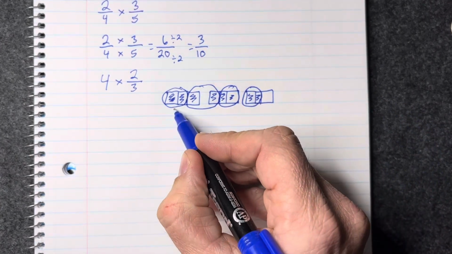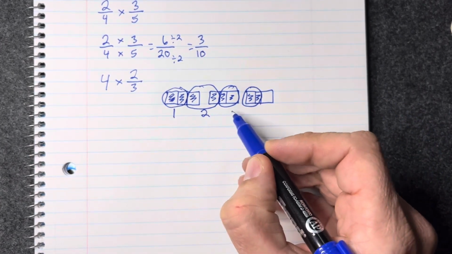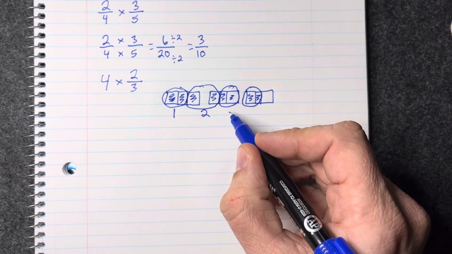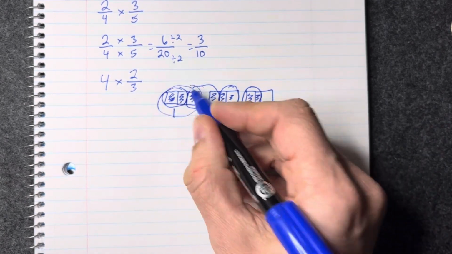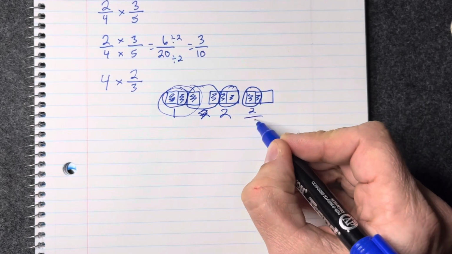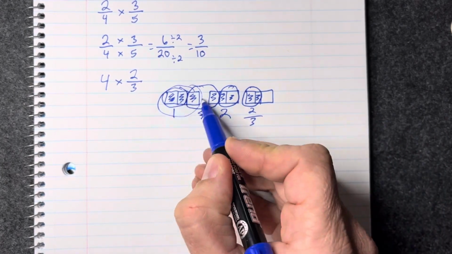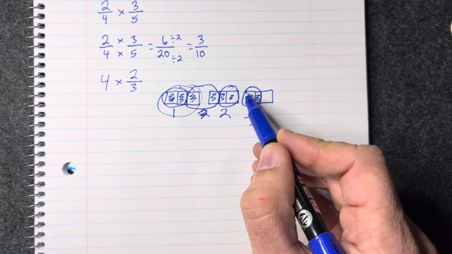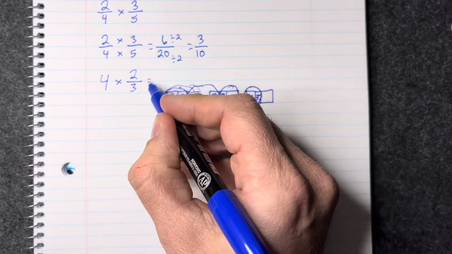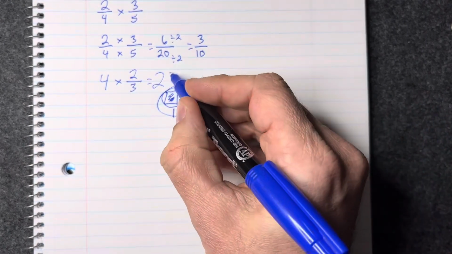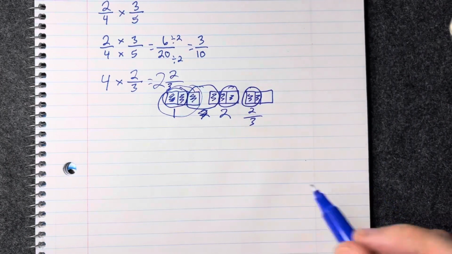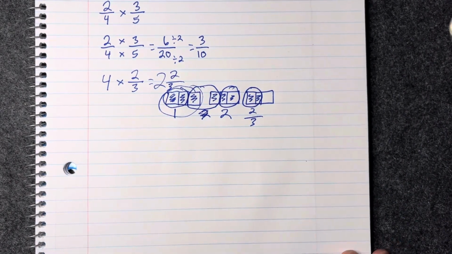So the answer is 1, 2, and 2/3, right? So that's one whole, that's two wholes, and we have 2/3 remaining. So that would be 2 and 2/3. Sorry, it got a little messy there.